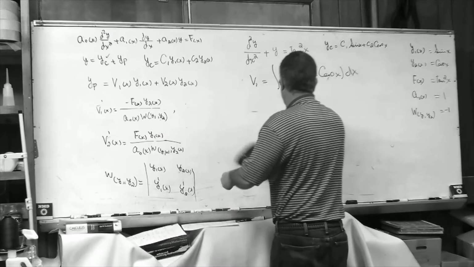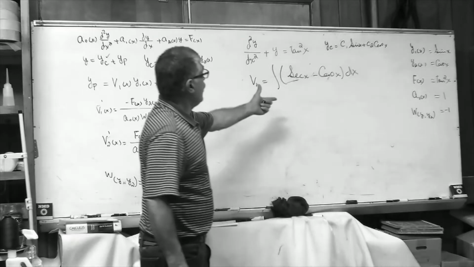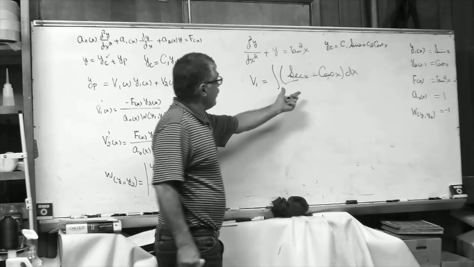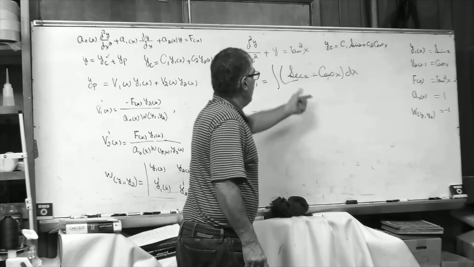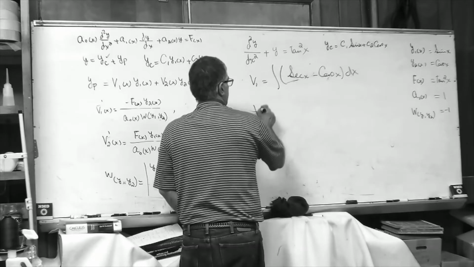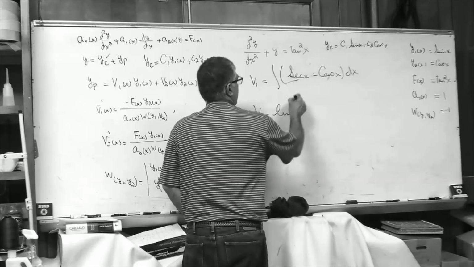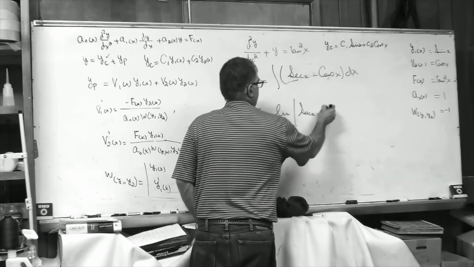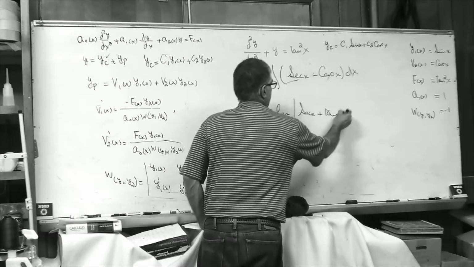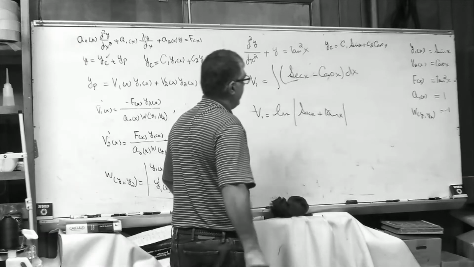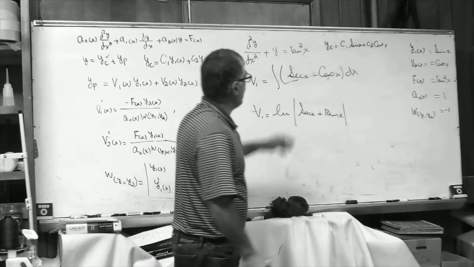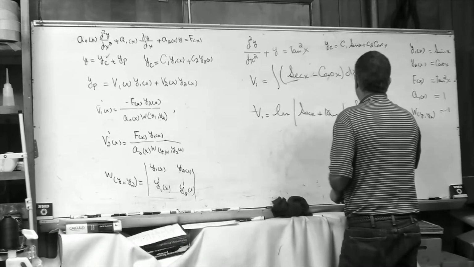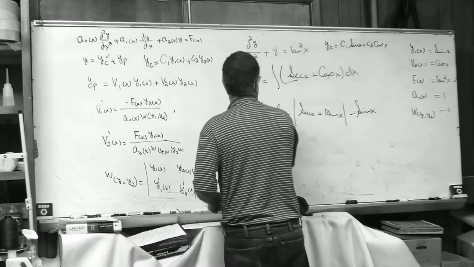Now, if we look at the integration formula, the integration of secant of x is natural log of secant of x plus tan of x, and the integration of minus cosine of x will be minus sine of x. So this is our value for V1.